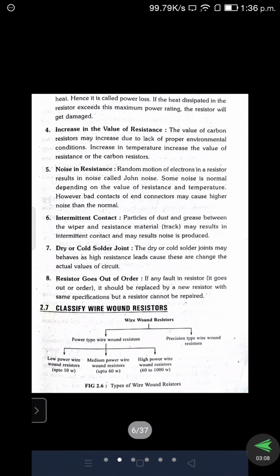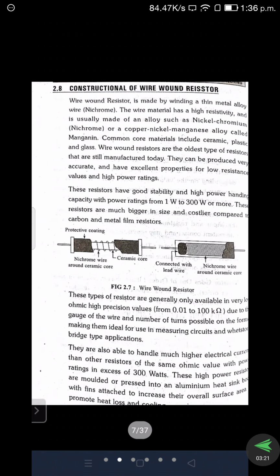Next, classifications of wire wound resistors. They are classified basically into 2 types, then divided into 3 types based on power rating: low, medium and high power ratings. Next we see the detailed construction of wire wound resistors: how they are constructed, what materials are used, what is the need and the applications of wire wound resistors.